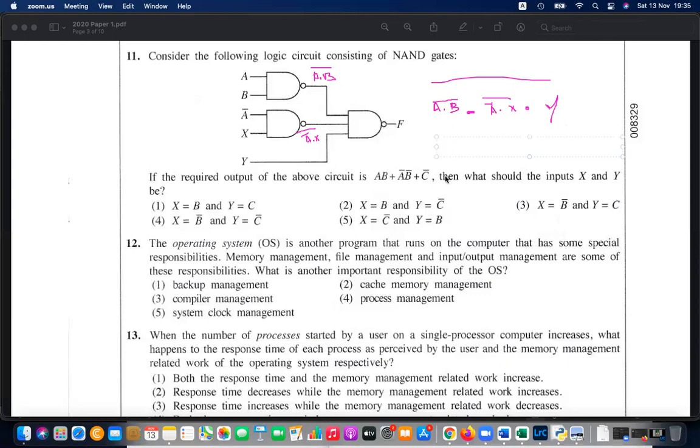Let's apply De Morgan's law. Once De Morgan's law is applied, this will become A and B not. Because A and B not is currently there, it will give another not with De Morgan's, and change this side. And this will become A not and X.